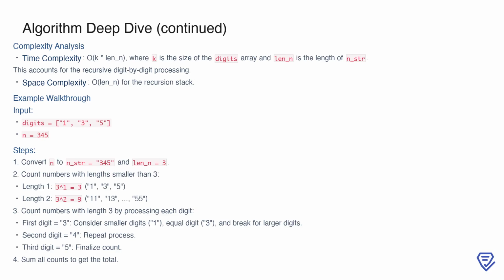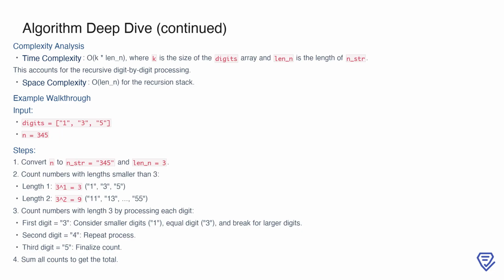Now, let's analyze the complexity of the solution. The time complexity is k*len_n, where k is the size of the digits array and len_n is the length of n_str. This accounts for the recursive digit-by-digit processing, as we iterate over the digits array for each digit in n_str. The space complexity is len_n, which comes from the recursion stack.